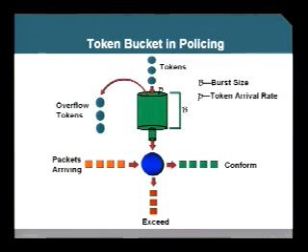So this is the illustration I was talking about. That's the illusionary bucket that you have with tokens at the top that represent the rate at which the committed information rate has been configured. And the burst size is the capacity of the bucket. And again, there are the conform and exceed actions that it lists out.